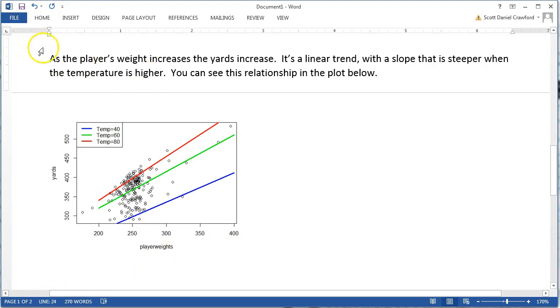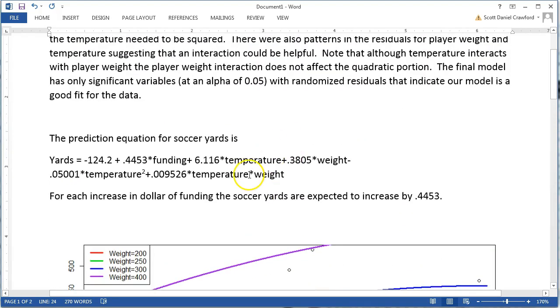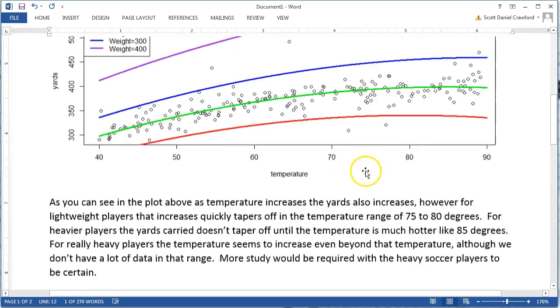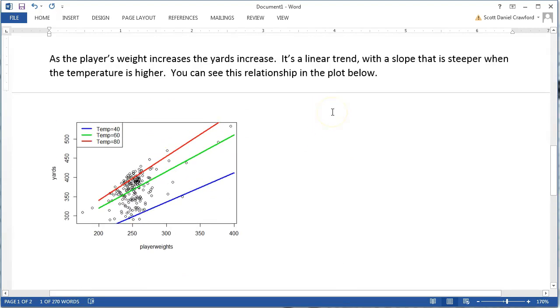I think if you went shorter than this, it really wouldn't convey the information. And there's a lot more you could do. I actually paused the video and calculated what these slopes are. If you go back up to the prediction equation and you just look at weight, the slope is 0.3805 plus 0.009256 times the temperature. So doing that, I found out this one has a slope of 0.76, 0.95, and 1.14. So there's a lot more explanation that you could put into this. And I like to let you pick the style that works for you. Just make sure that you have explained it well.